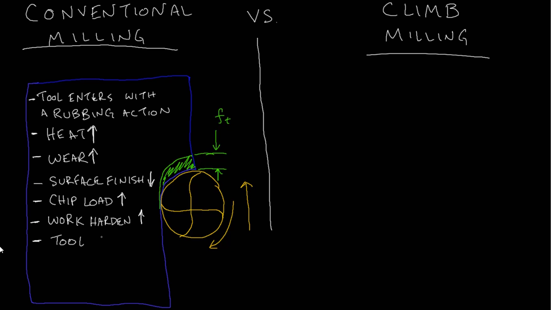to decrease. So the two points I want you to take away from this is that because of the heat and the wear, our surface finish is poor. So this surface finish here would be poor. And our tool life decreases. And that's due to the wear increase by the rubbing action and the work hardening zone increasing as the cut goes through.